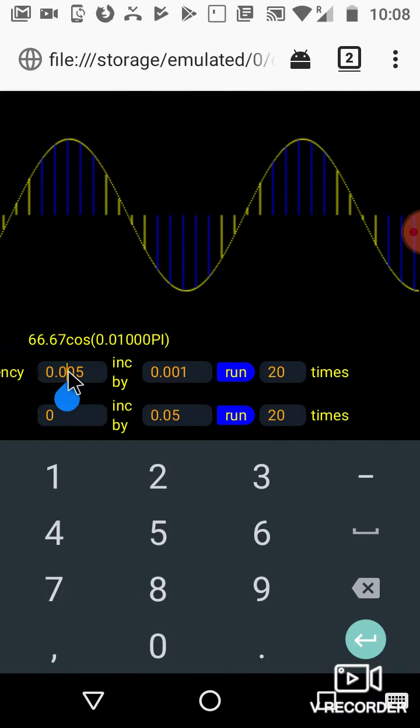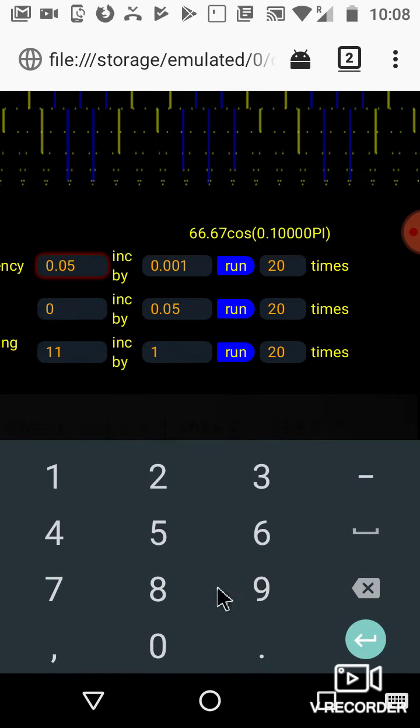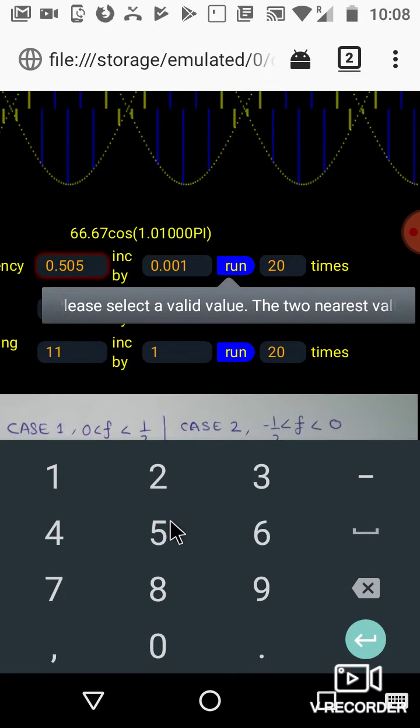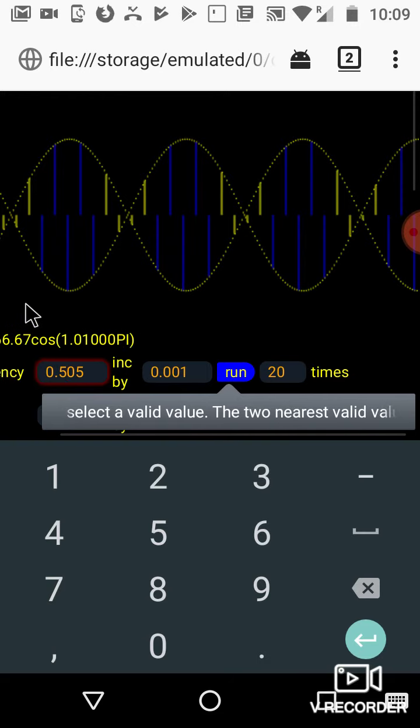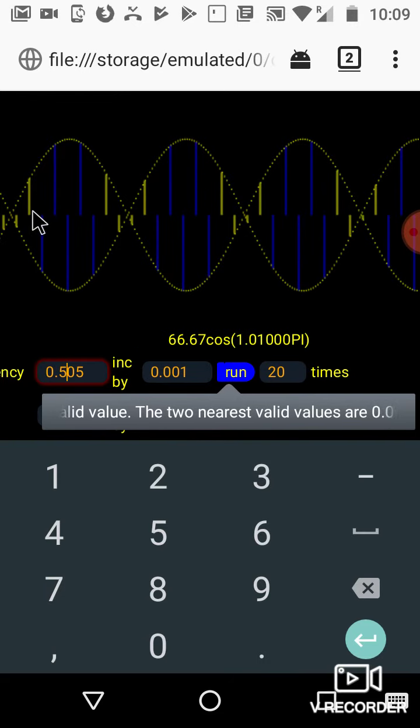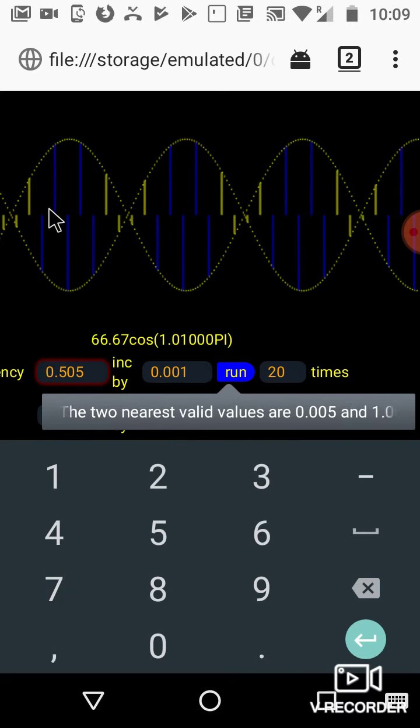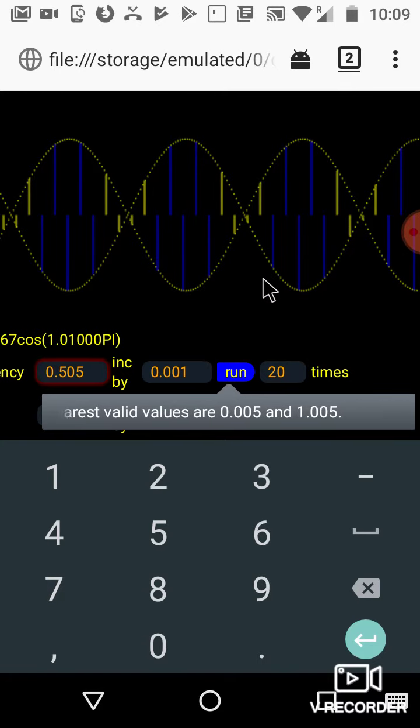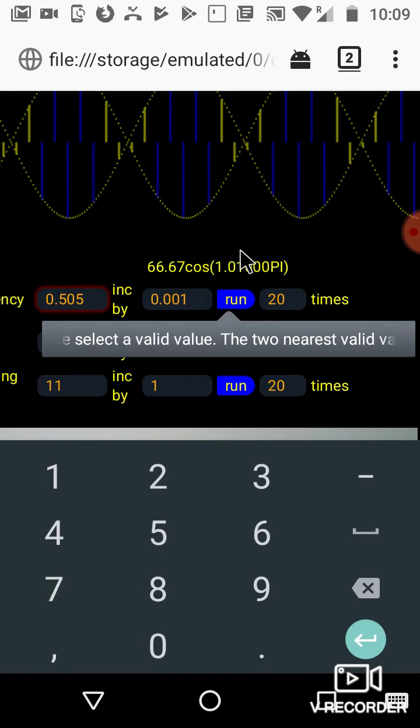So we'll make it back to 0.505, and we see one sample is down, another is up, next is down, this is up. That's why this kind of graph.